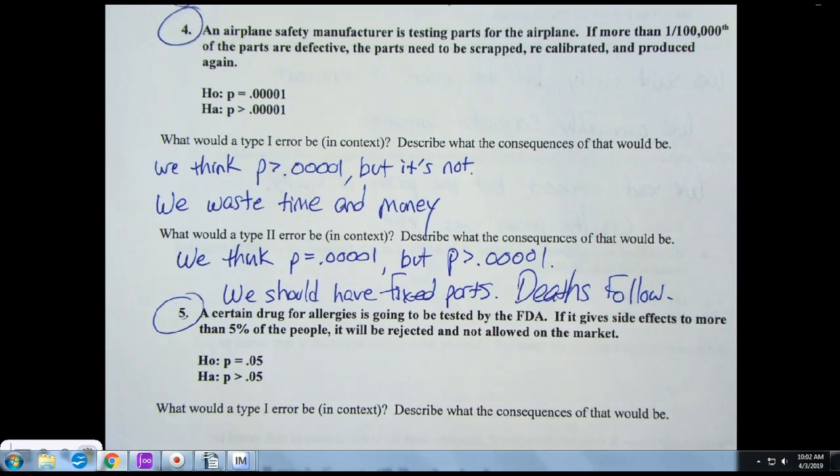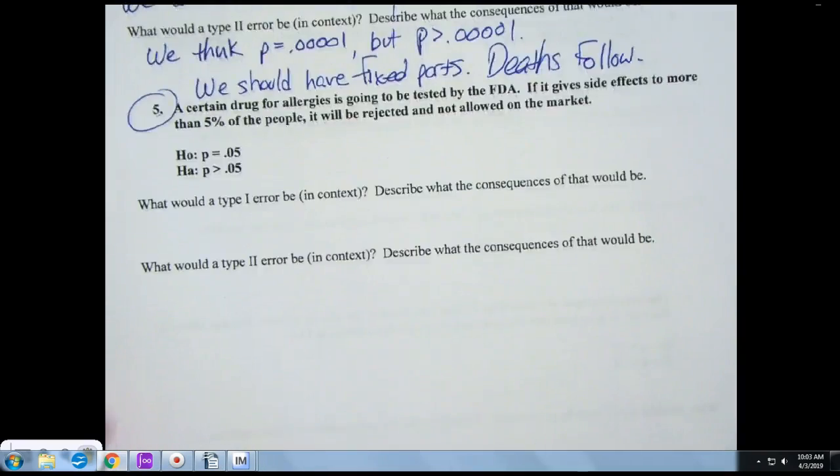Do we have to put actual numbers? Because I just put context, like we think the parts are defective, but they aren't. That's totally fine. You need context somewhere. I just put it more in my second part than my first, but yours is probably better. How many out of number 4 were correct? You guys are picking up what I'm putting down? Yeah. Alright. Okay.